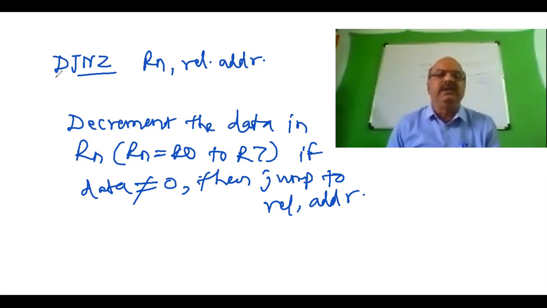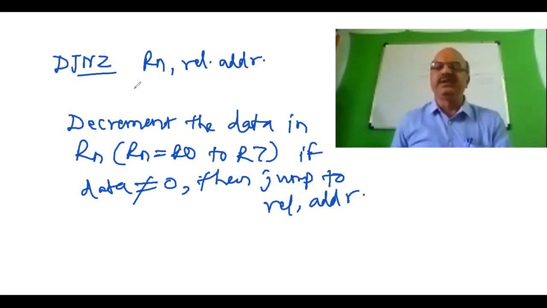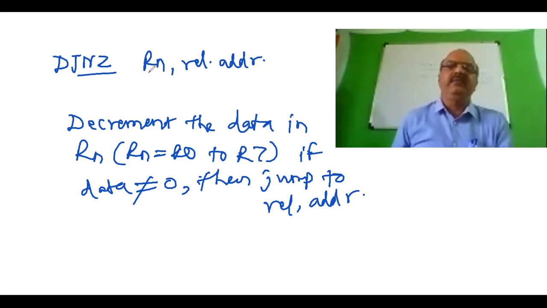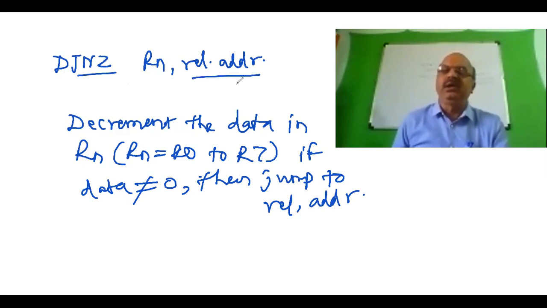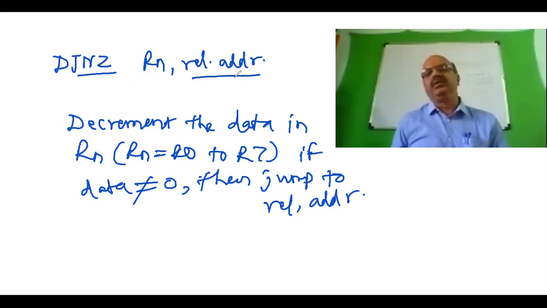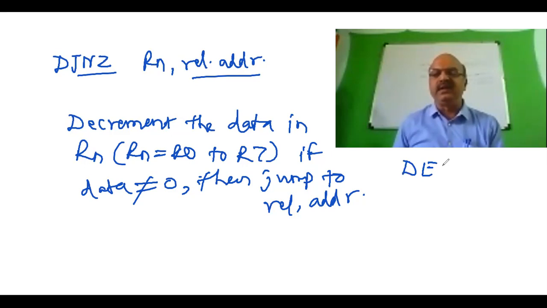So this is a 2-in-1 instruction. We are decrementing the data in RN, that is a bank register, and after decrementing, we are checking whether that data has become 0 or not. If the data is not 0, then the jump is taken to the relative address. Correct. So it is a 2-in-1 instruction. Actually, we can have two different instructions. Correct. That is, I can write like this: decrement RN and jump if not 0 to relative address.